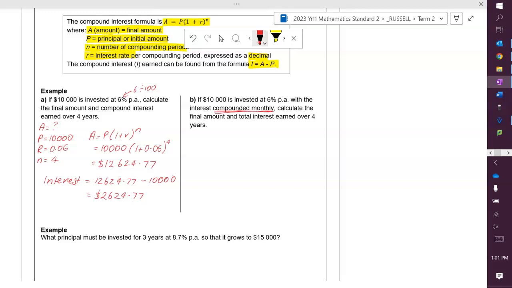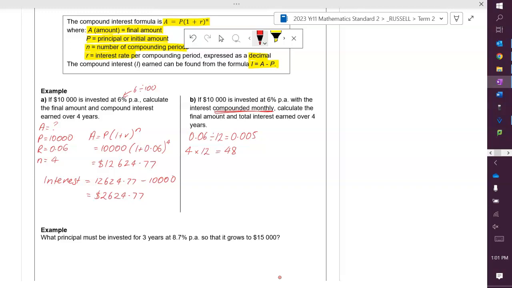So this second example, it's the same numbers, except the only difference here is that we're compounding monthly. So instead of it being per year, it's monthly. So we're still going to use these same bits of information, but I do need to do some extra calculations first. If I have 6% per annum, so per year, compounded monthly, I have to divide that by 12. So it gives me 0.005. And the time that it's invested for, 4 years, I need to know per month, so I'm going to times that by 12. So that will be 48 months.